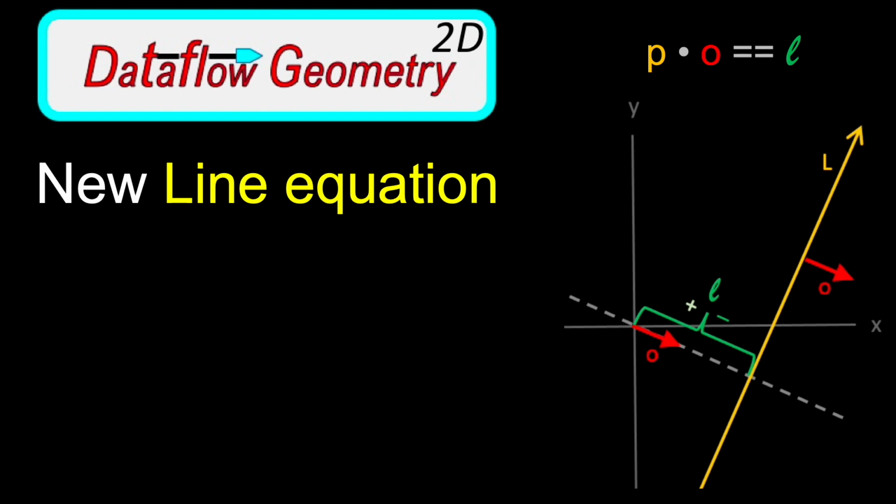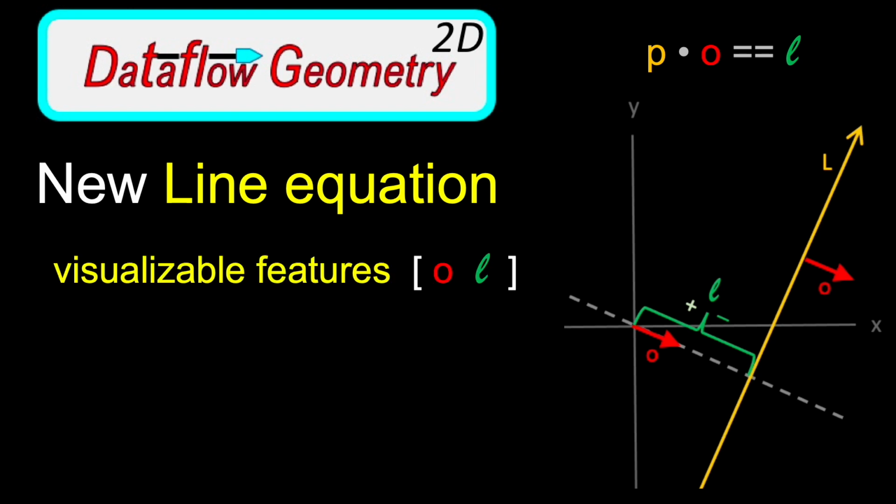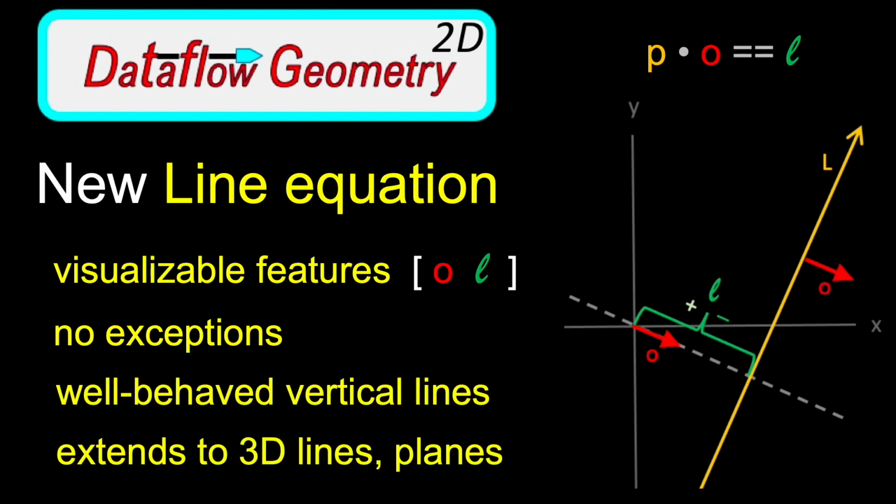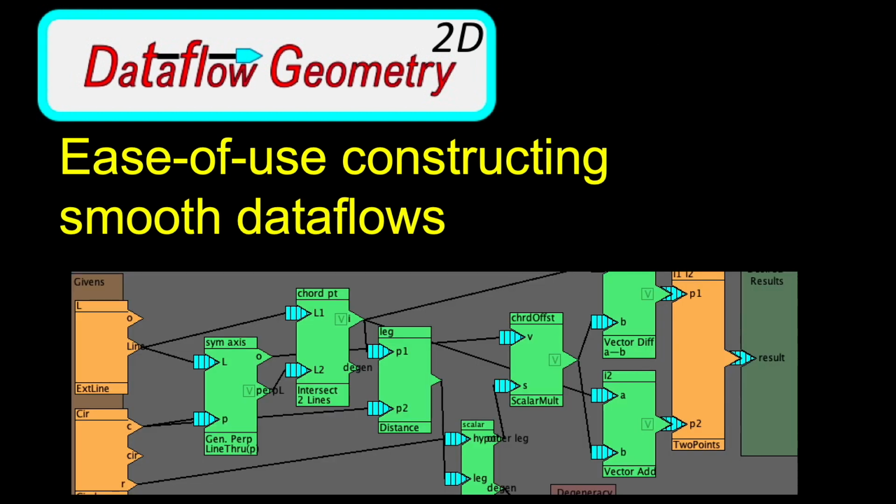P dot O equals L is the y equals mx plus b for the 21st century, with easy to visualize features, no exception handling, including vertical lines, and extending beautifully to 3D for lines and planes. All in the service of ease in solving problems with smooth running data flows.